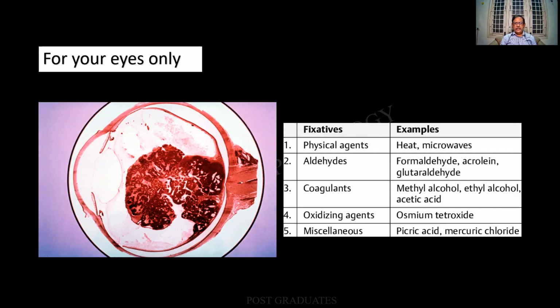When we talk about fixation, there is another thing. There are different types of tissues for which different fixatives can be used. And this is for your eyes only. I hope you people are able to recognize the eyeball over here with a tumor arising from the retina. Obviously, it is a retinoblastoma, even though I had a doubt of a melanoma. But melanoma will be more common in the choroid.